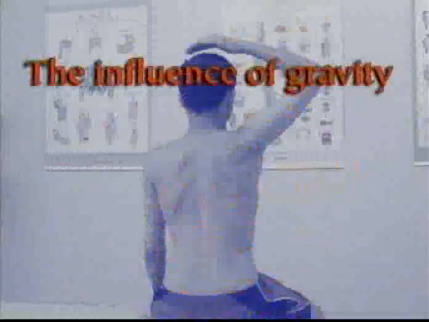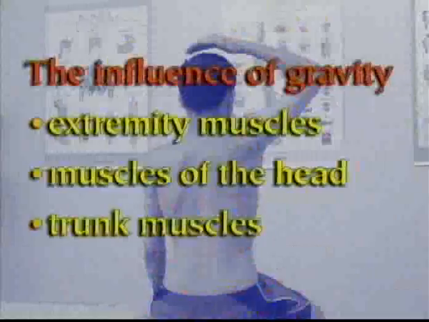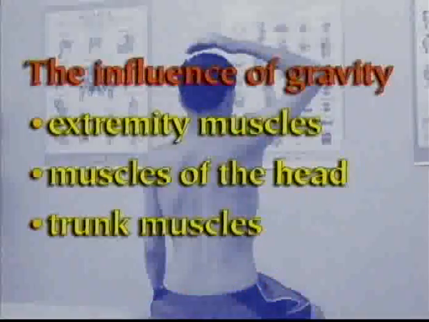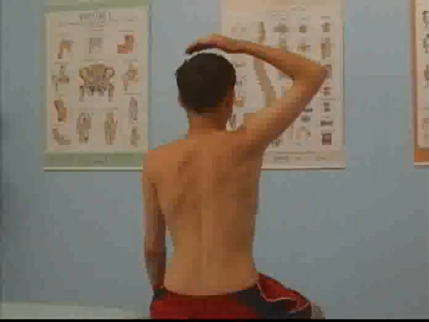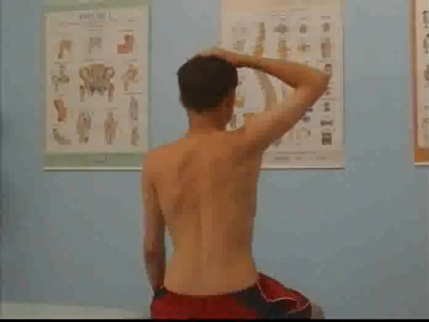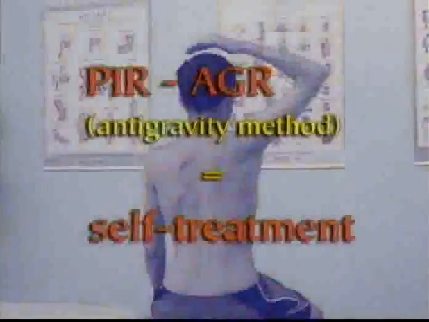Whenever we can, we make use of the influence of gravity at the extremities as well as with the head and trunk. This we can show on the triceps. The patient has his bent elbow raised above his head and now lifts his forearm to the horizontal and holds it in this position for 20 seconds. He then drops it on his head to relax for another 20 seconds. This, obviously, is self-treatment from the start.